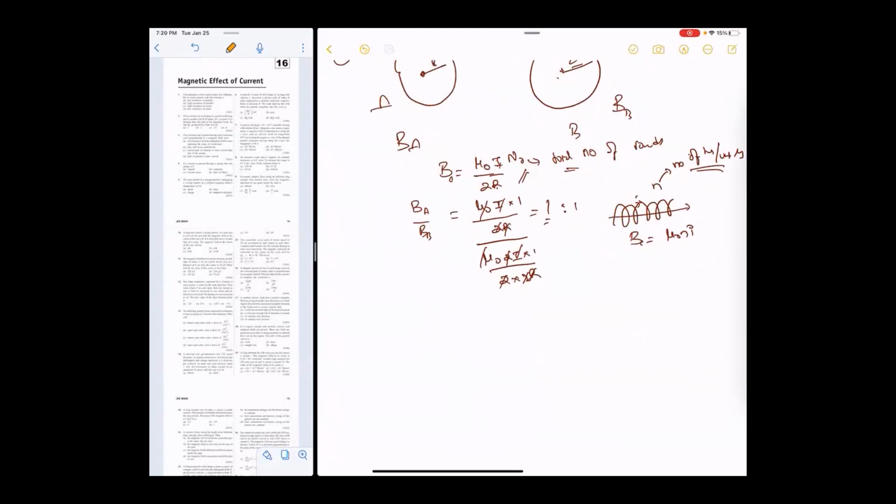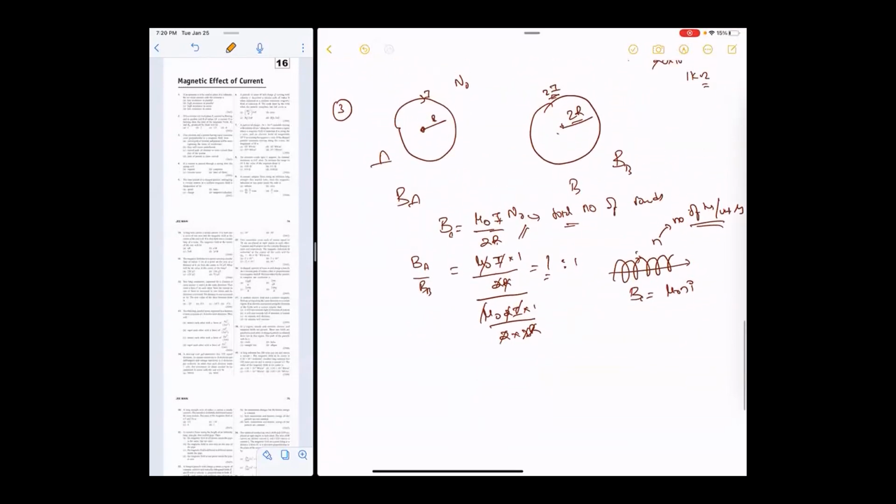Explain again, Vishwana. The formula is mu naught I into number of turns by 2R. Number of turns for both of them is 1. So here the current flowing in this is I, in this is 2I. The radius is R, 2R. The numerator got increased to 2I, the denominator got increased to 2R. 2 will get cancelled, so the magnetic field remains the same. Clear, Rishwana?